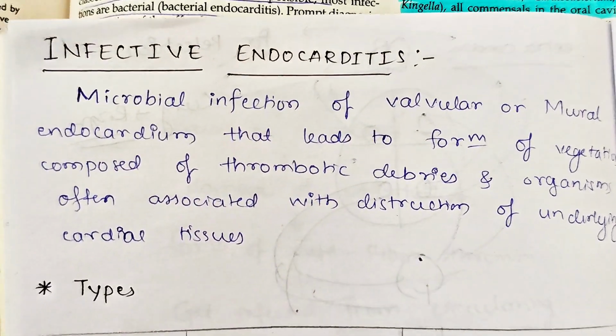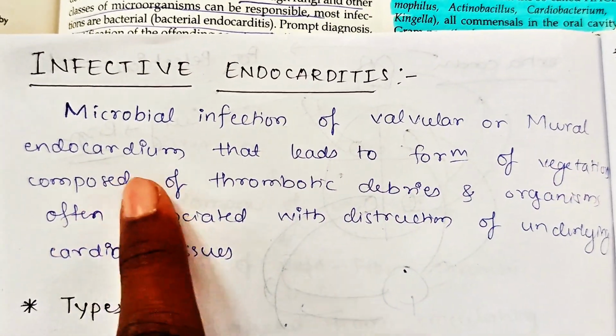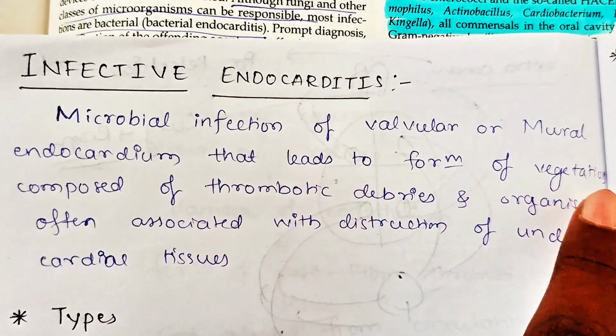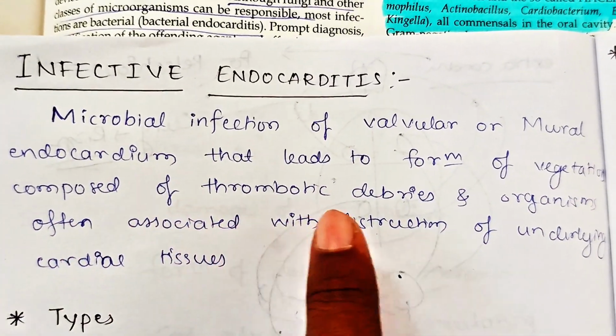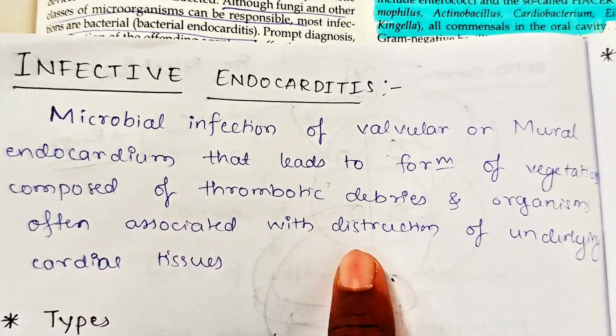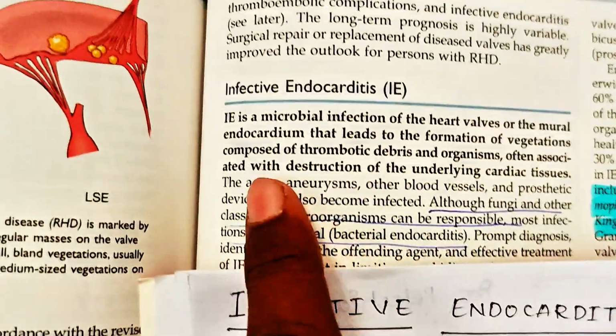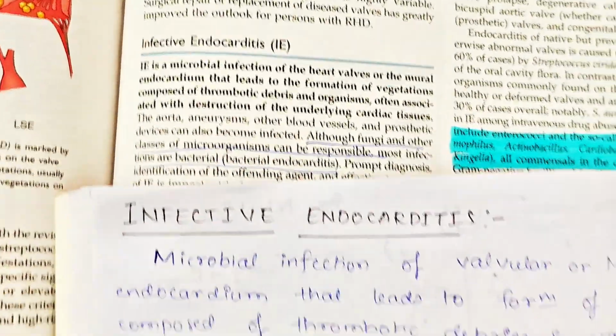Infective endocarditis. Definition: microbial infection of vascular or mural endocardium that leads to formation of vegetations composed of thrombotic debris and organisms, often associated with destruction of underlying cardiac tissue. This is the exact definition which has been given in the drawings.